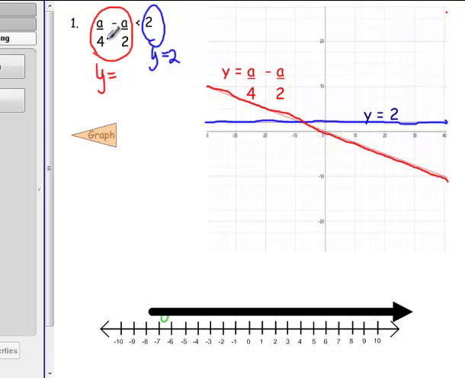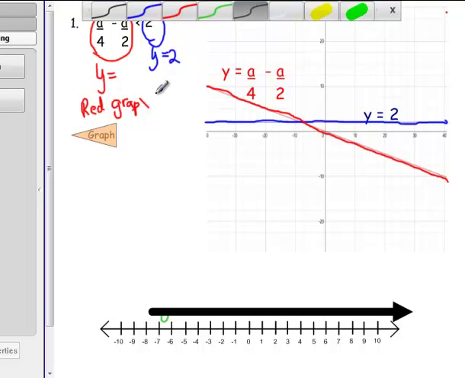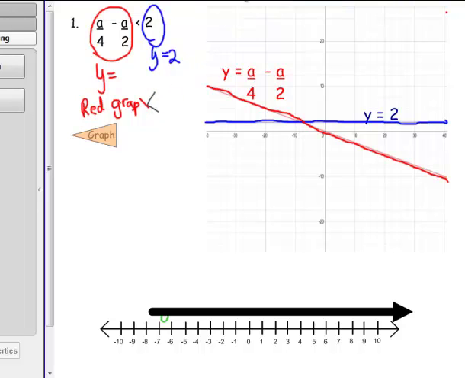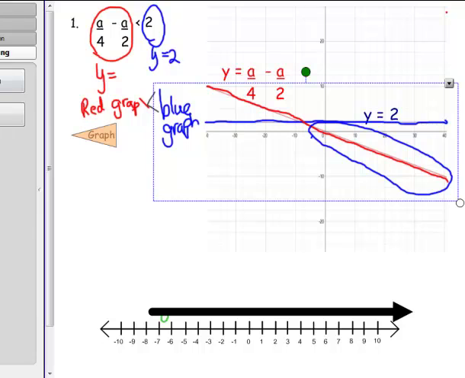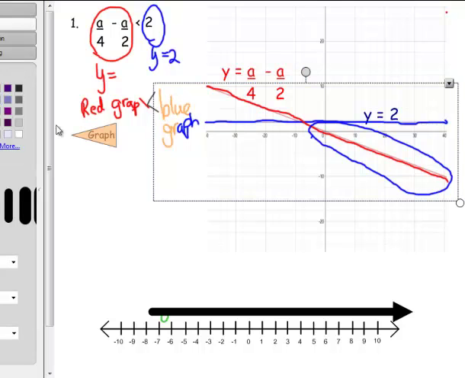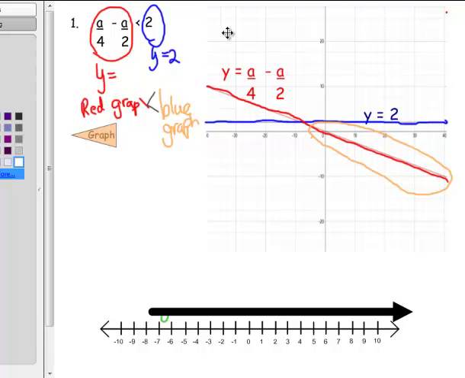And now the question was asking me, where is the red graph less than the blue graph? Okay, where is the red graph? Oh, the red graph over here. This is where the red graph is. Let's change that color. All right. That's where the red graph is less than the blue graph.